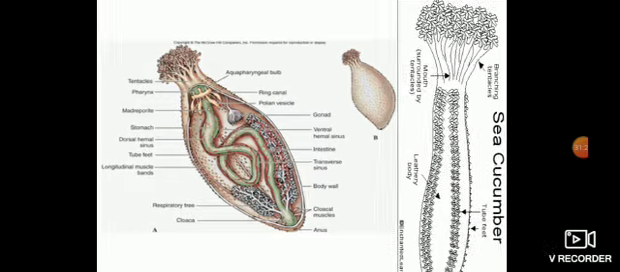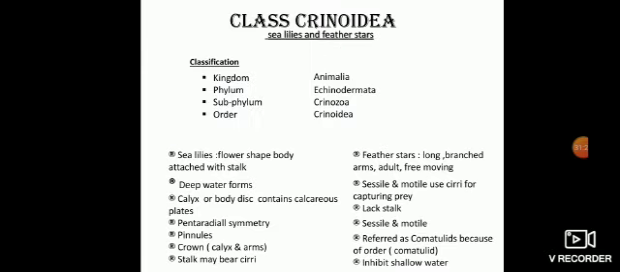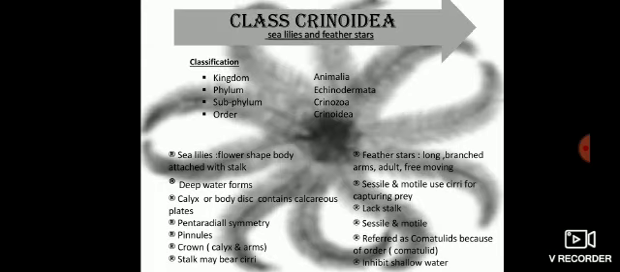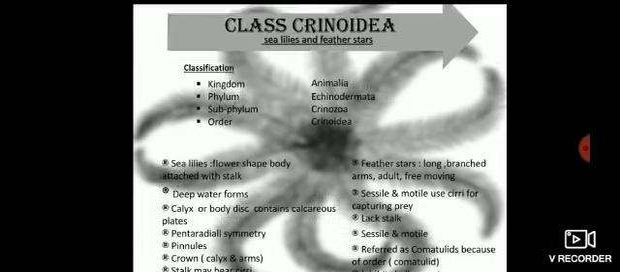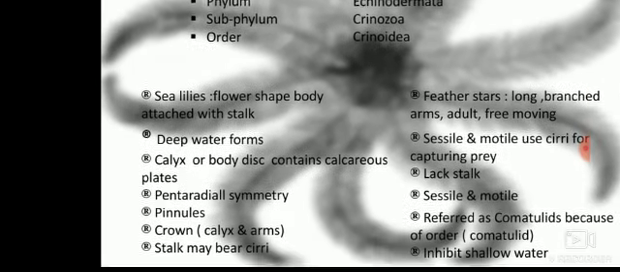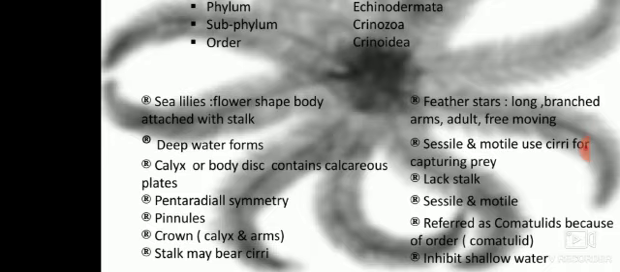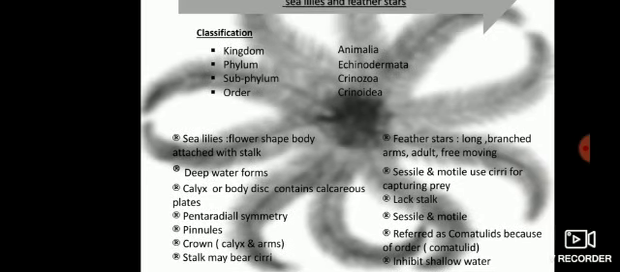The next class of phylum Echinodermata is the class Crinoidea. The class Crinoidea includes two members, which are sea lilies and feather stars. They have many differences, so we will discuss both of them separately. First of all, I will give you the view of sea lilies. The sea lilies are flower-shaped bodies attached with a stalk, and they are present in deep water forms.